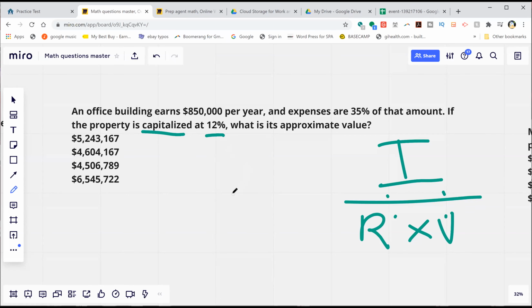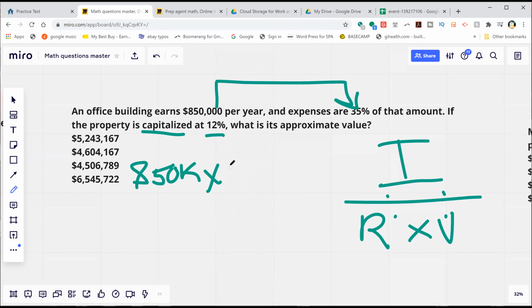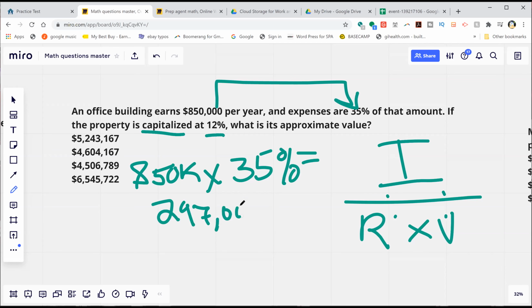So Shannon's doing something interesting. She said that she's multiplying the 850,000 times 35%. So what would you get? So Shannon, you're doing that math already. Why did you go ahead and do that? Why did you multiply 850,000 times 35%? So you got 297,000 for that. So to find the annual expenses.